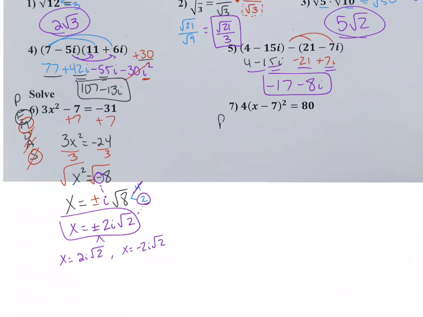Alright, 7, PEMDAS backwards, right? So I'm going to go through everything exactly the same. There is subtraction, but it's really parentheses. I don't see any addition, I don't see any division, I see multiplication, which is why I divide by 4. Most common mistake, I see somebody try to use the distributive property here. Do not use the distributive property here.